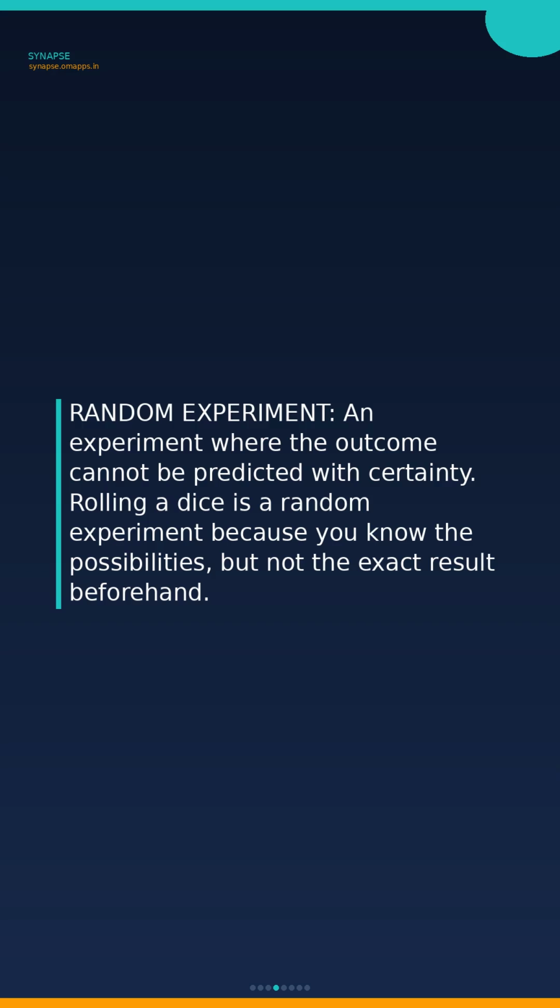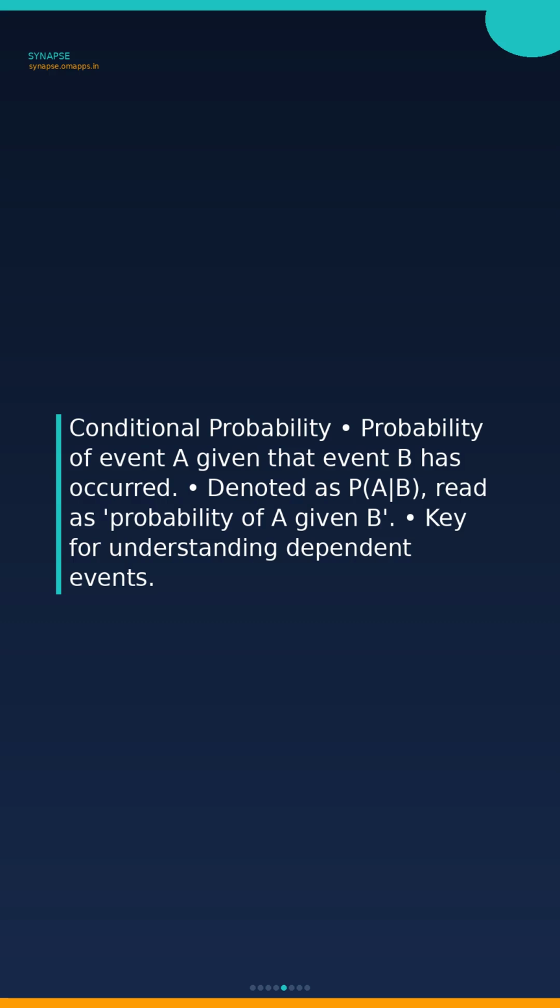Now, let's talk about independent events. Two events are independent if the outcome of one doesn't affect the outcome of the other. Like, flipping a coin twice, the result of the first flip doesn't change the chances of getting heads or tails on the second flip. If events A and B are independent, then P(A ∩ B) equals P(A) times P(B). This is a really useful shortcut.